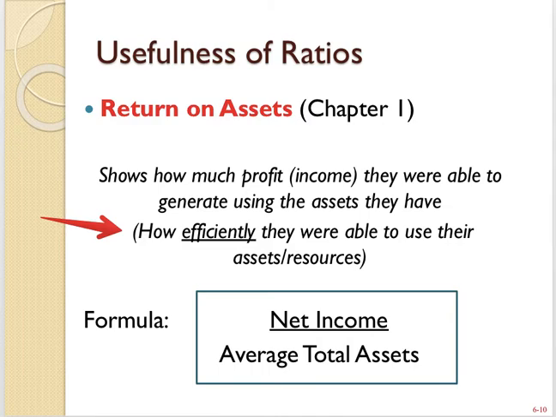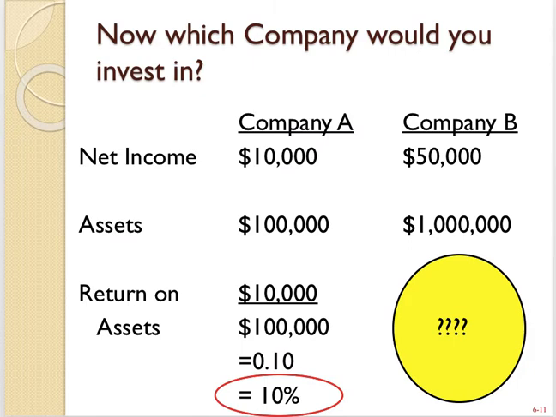So let's take a look at this example with Company A and Company B. Okay, so we all said that we would pick for net income Company B because they have higher net income, and we all said that for assets we would pick Company B because they have more assets. But if you really stop and do the math on this, you might come up with a different answer.